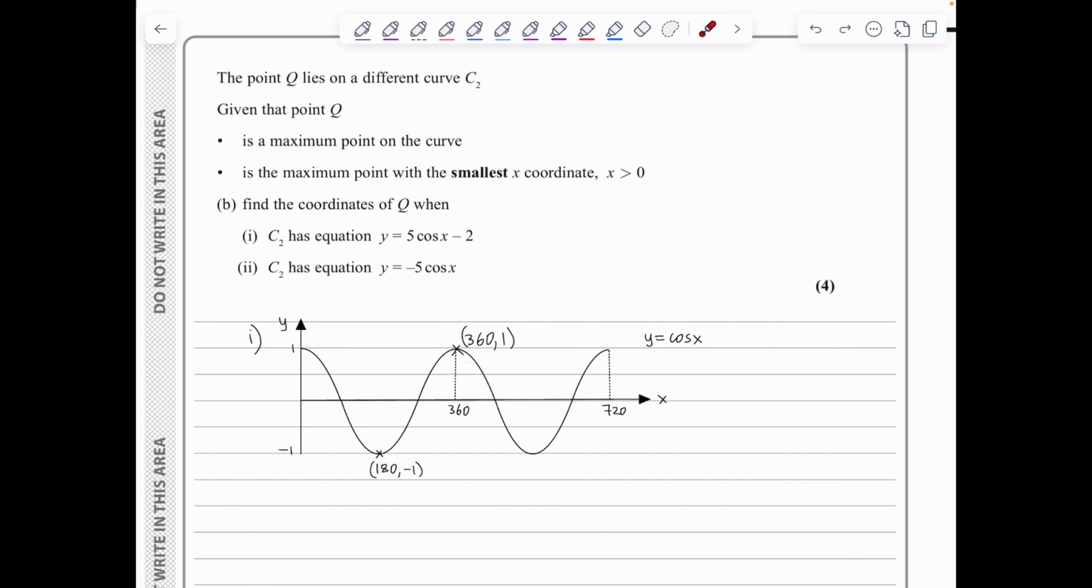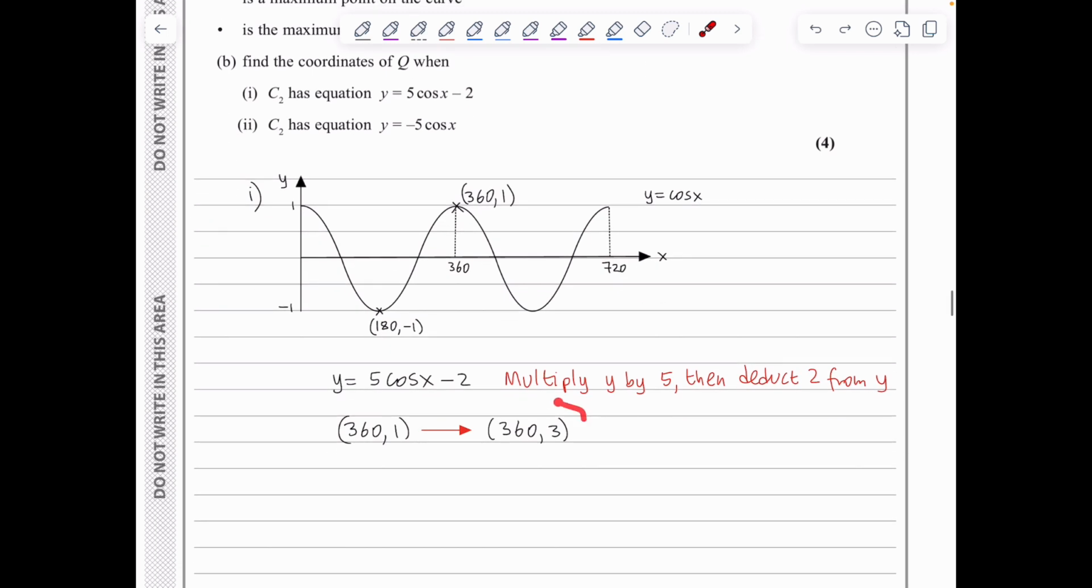So if we consider y is 5 cos x minus 2, the transformation is essentially multiplying y by 5 and then deducting 2 from y, which means that the maximum point of (360, 1) will now be at (360, 3). We multiplied the 1 by 5, leading to 5, and then we deducted 2, so we ended up at (360, 3).